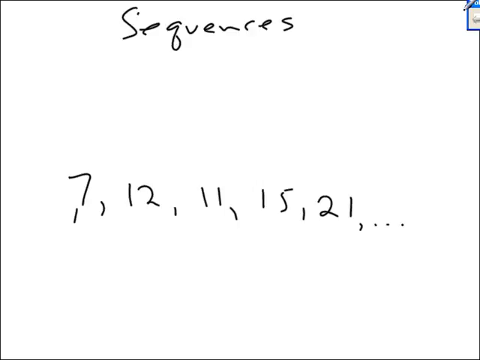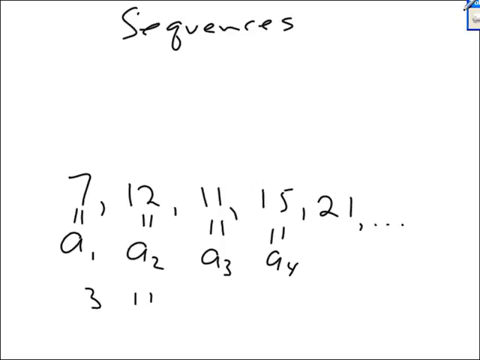We call the first number a sub 1, the second number a sub 2, the third number a sub 3, etc. If we had a second sequence, 3, 11, 9, 2, since we've already used up the letter A, I'll call them b sub 1, the second number b sub 2, b sub 3, etc.